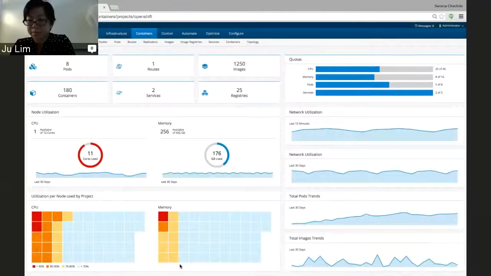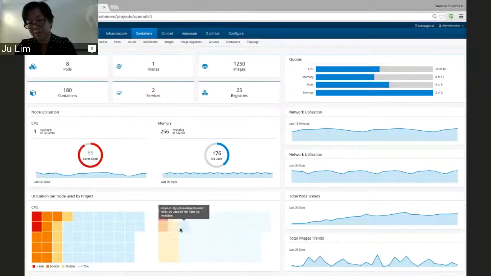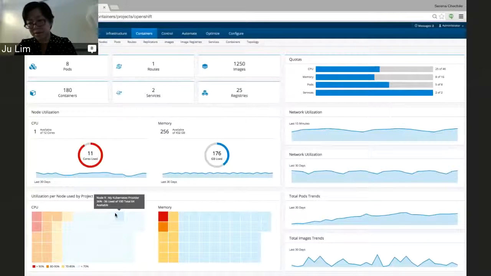the project dashboard. So once you're looking at a single project, this is again what you'd be seeing from an overview perspective. Very similar layout, right? We have these cards again up on the top left, which are container related objects. So you have an idea of how many of them are associated with the project that you're looking at in context. And then we have the same thing, node utilization. So this is CPU and memory utilization of the nodes that are associated with the project that you're looking at, as well as the heat maps again, utilization per node used by this project.